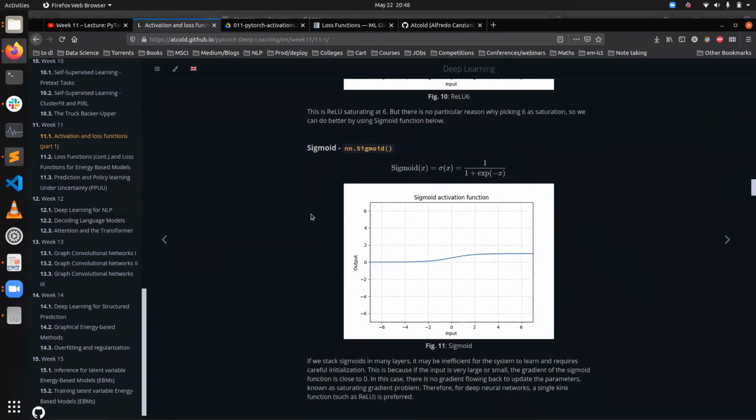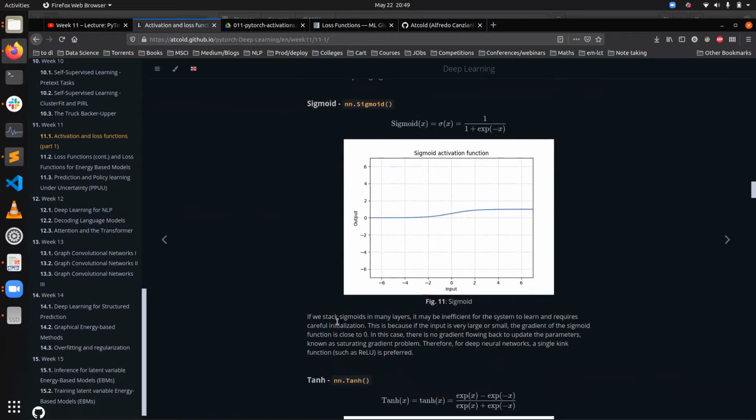Yeah, then sigmoid. This is just a really zoomed out sigmoid. It's used to get something between 0 and 1, something that can simulate our probability. We don't usually use sigmoid in the middle layers, because if we stack sigmoid in many layers, it may be inefficient for the system to learn and requires careful initialization. Because if the input is very large or very small, your gradient is essentially 0. So there's no gradient flowing back.